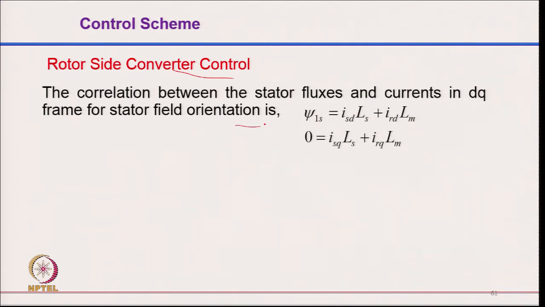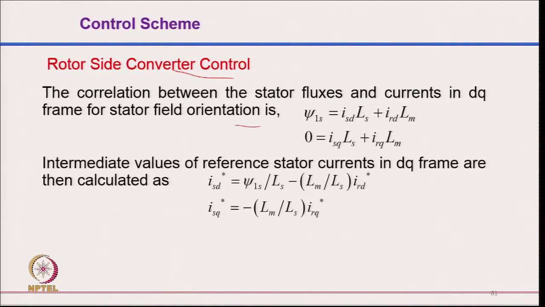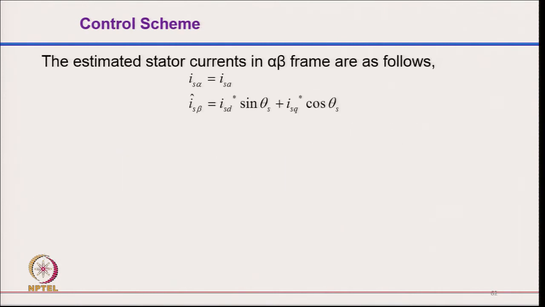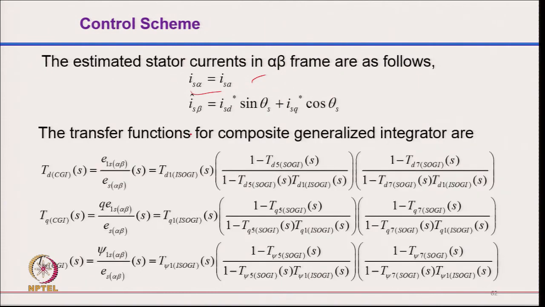We normally use the vector control in DQ because this quantity becomes DC, and the design of the PI controller becomes easier. This is typically the D axis current and Q axis current of the stator from the rotor D axis and Q axis current, corresponding to your stator flux angle. Then from your sensed currents you get the alpha beta currents, and you are able to use the typical transfer function for control for alpha beta also.